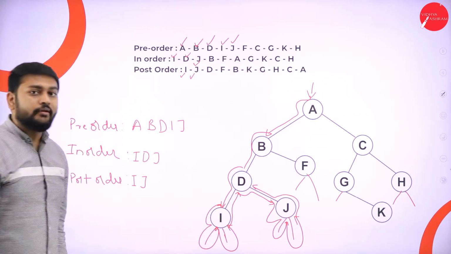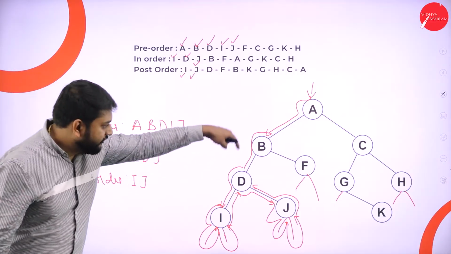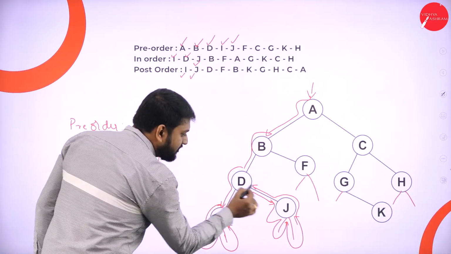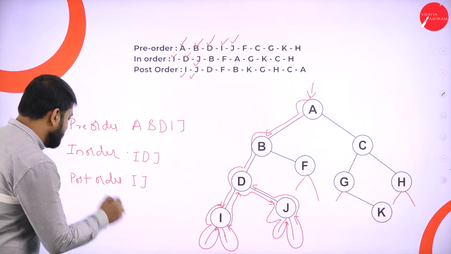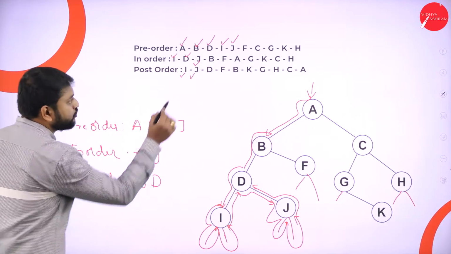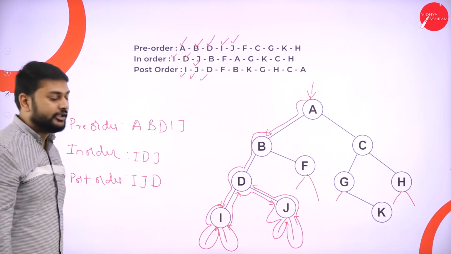So guys, how many times have you come back to the D? This is the first time. Again, this is the second time. This is the third time. Third time in the sense post order. I will write D. So do I have D here? Correct. I have D. So fine.